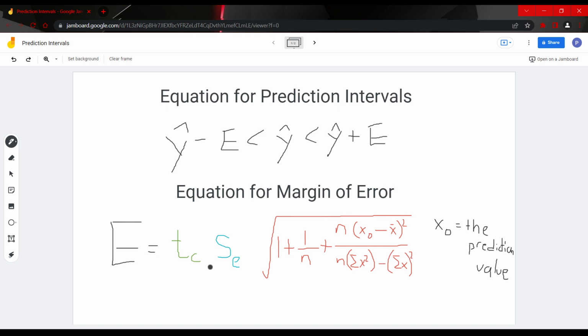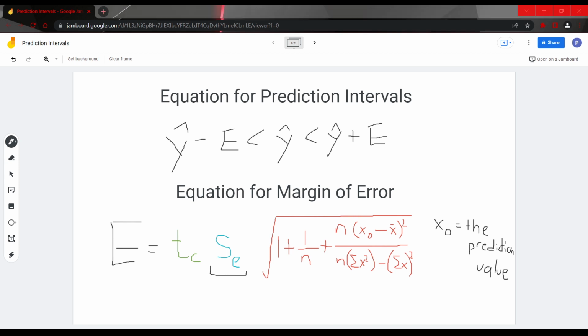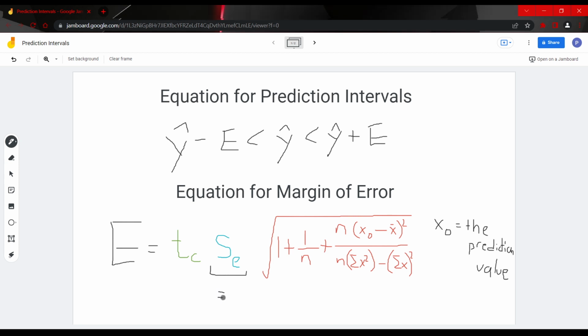And so SE, we already figured out how to do that using Google Sheets last video. That is the equals STEYX formula. And we just put the dependent variable here and independent variable second. And so we already learned how to do that part.